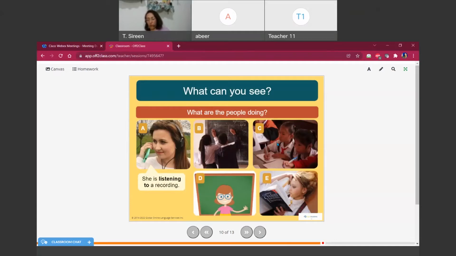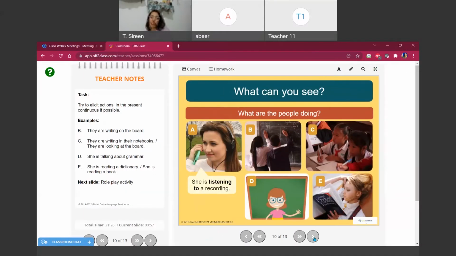B, they are writing on the board. C, also, they are looking at the board. D, she is smiling. She's teaching actually. Yeah, she's a teacher. And number E, she is reading an Oxford English dictionary. Yeah, she's reading a dictionary, or maybe we can say she is reading a book.